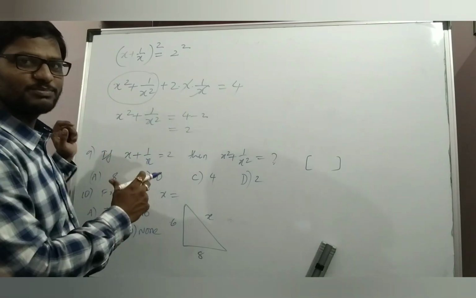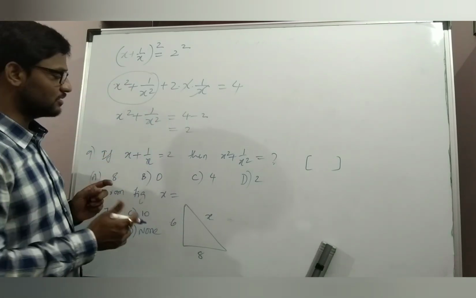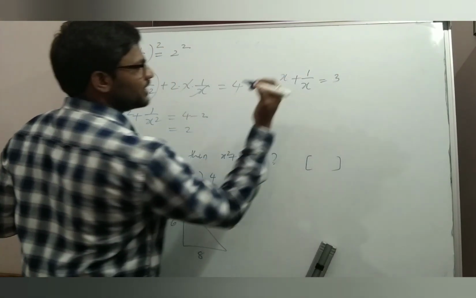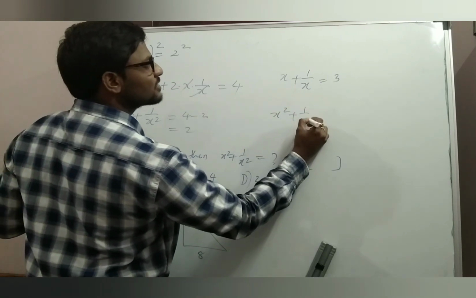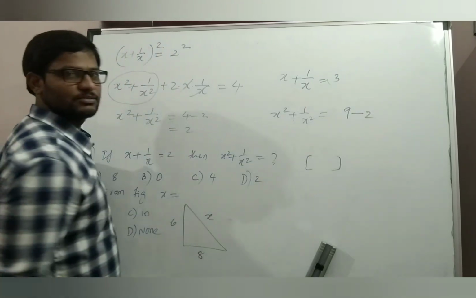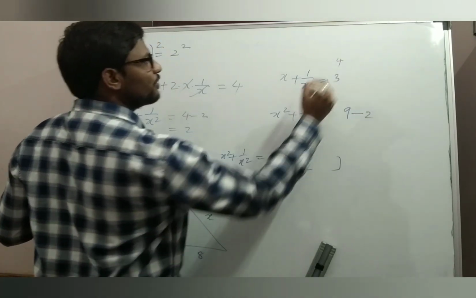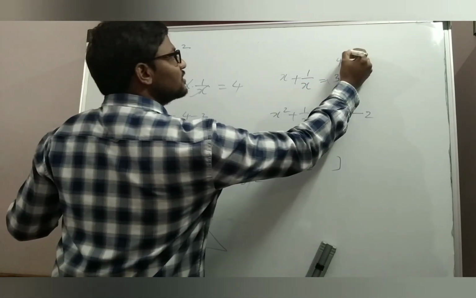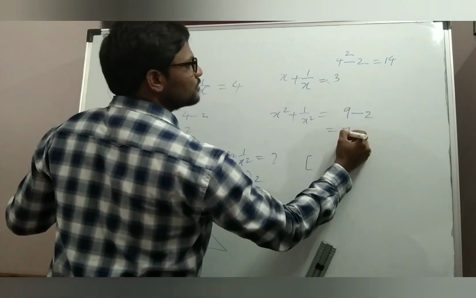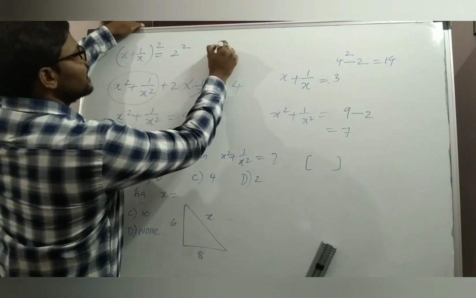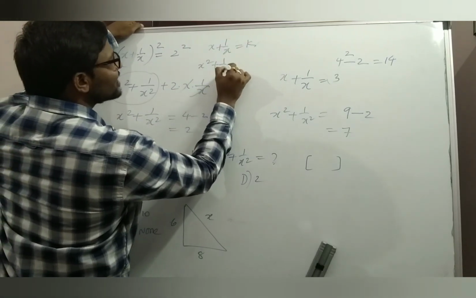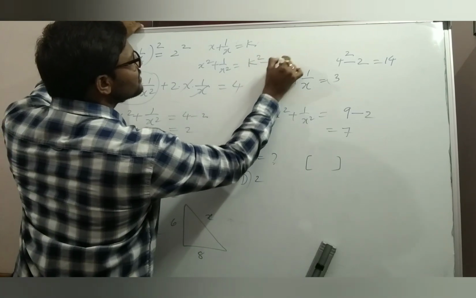In the expansion of (a plus b) whole square and (a minus b) whole square, 2ab is fixed. Suppose if x plus 1 by x is equal to 3, what is x square plus 1 by x square? Square this number minus 2. If x plus 1 by x is equal to 4, what is x square plus 1 by x square? 16 minus 2, 14. 9 minus 2, 7. So the general form: if x plus 1 by x is equal to k, x square plus 1 by x square equal to k square minus 2.